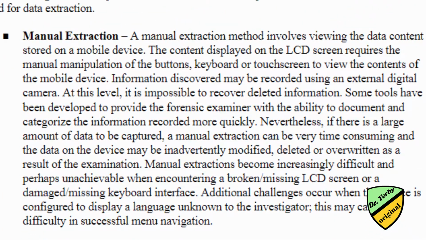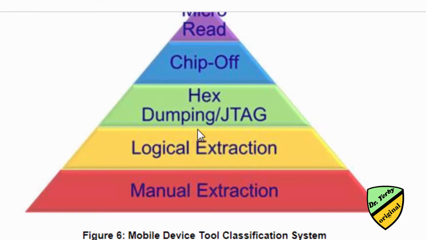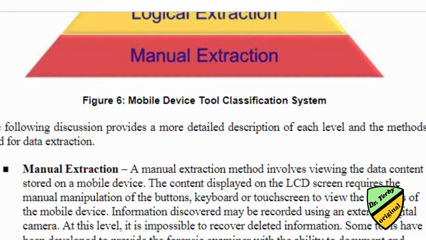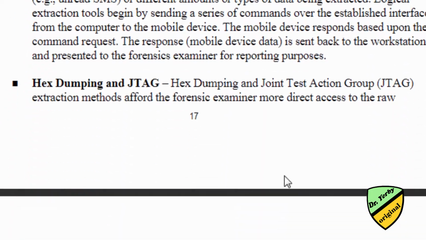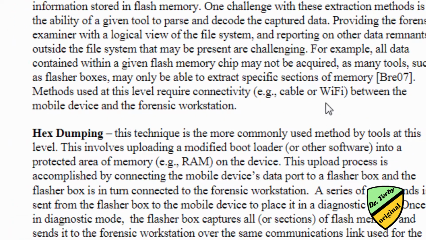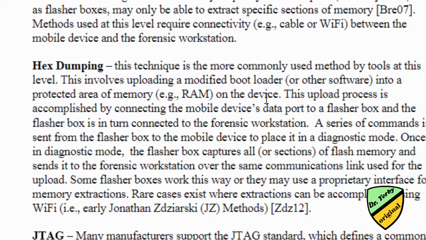And then physical extraction is a layer that should be in here between logical and hex dumping, JTAG. So physical would be similar to logical, but you're getting a lot of that deleted content. You're getting stuff that might not be seen in just the logical view. The hex dumping and JTAG, this is again where you're taking chips off of the phone and you're getting direct access to the raw flash memory. The hex dumping is looking at the RAM, and it ends up creating a file that will be analyzed with forensics software.